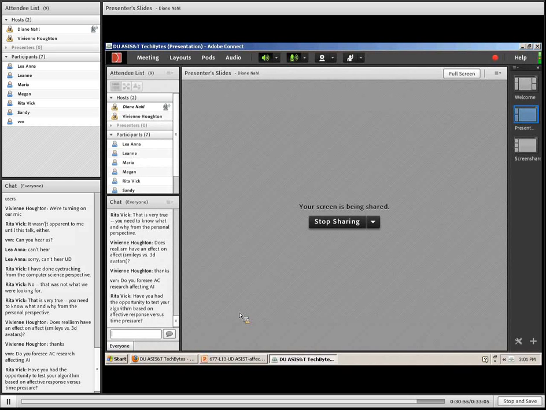Have I been able to test my algorithm, my affective load formula, based on the affective response versus the time pressure? I'm not quite sure what that means. I created the formula because in studying people, I discovered that time pressure was such a big factor in their behavior, in their decision to make a choice or move on or quit. So I included it as part of the formula. So I'm not quite sure what your question is asking, Rita.